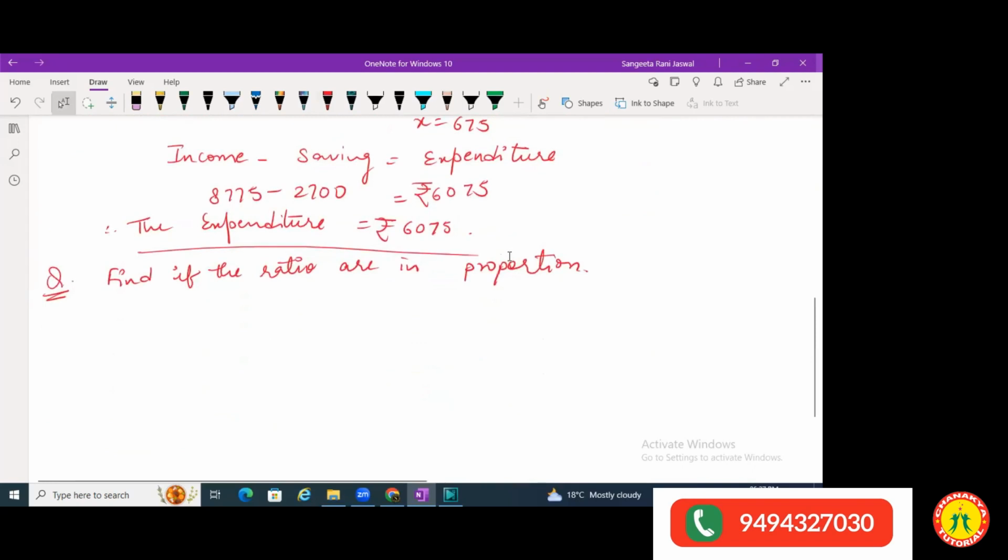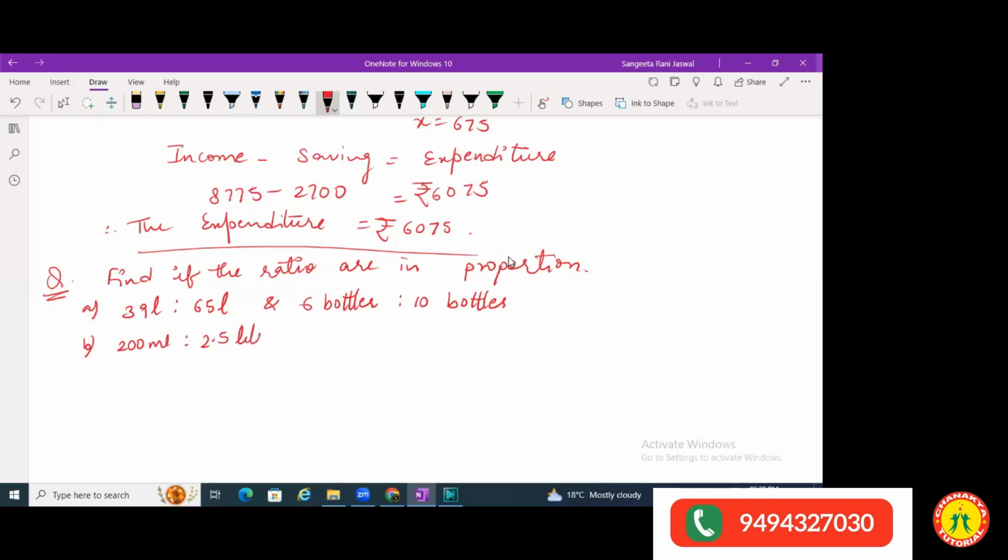Find if the ratios are in proportion. Now you write here 39 liters is to 65 liters. These are the two ratios given. One is this and the other one is 6 bottles is to 10 bottles. Then 200 ml is to 2.5 liters. And rupees 4 is to rupees 50.